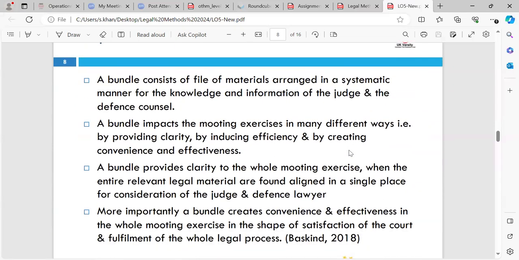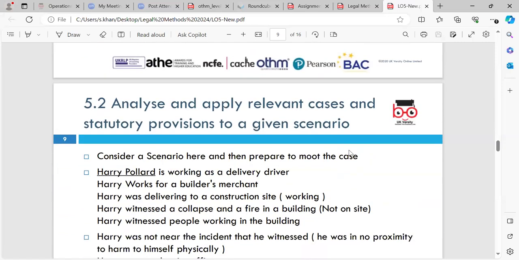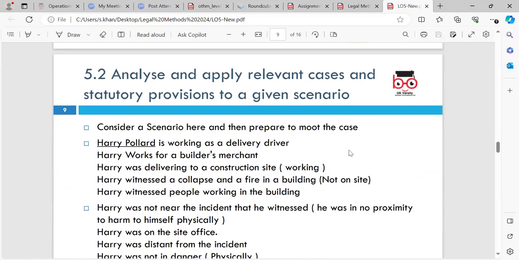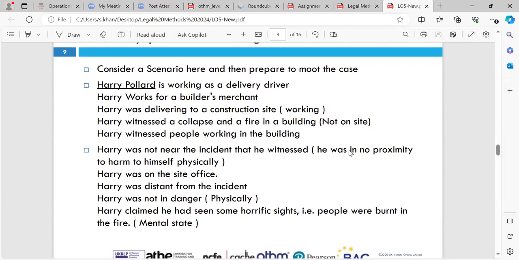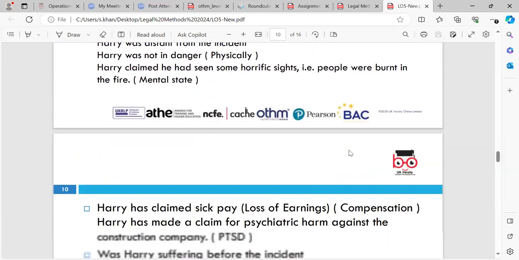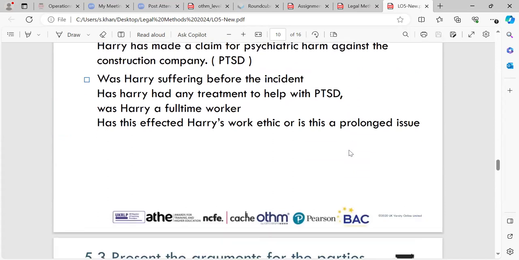Importance of a bundle, we looked at what it must include, why it's so important. Make sure it has page numbers on, so you are referring the judge or the counsel to them, and make sure they're highlighted points. We also looked at 5.2, which was to analyse and apply relevant cases. And we were giving you a scenario of Harry Pollard. In this scenario, you had to look at these elements and try to prepare information around that. So, loss of earnings, what Harry had suffered, PTSD.